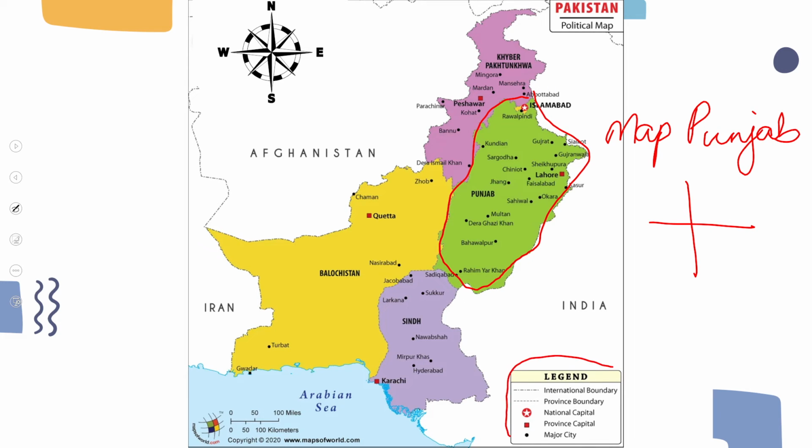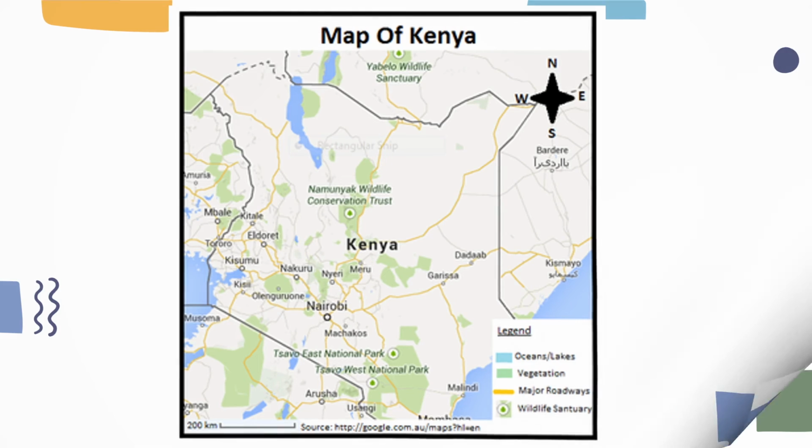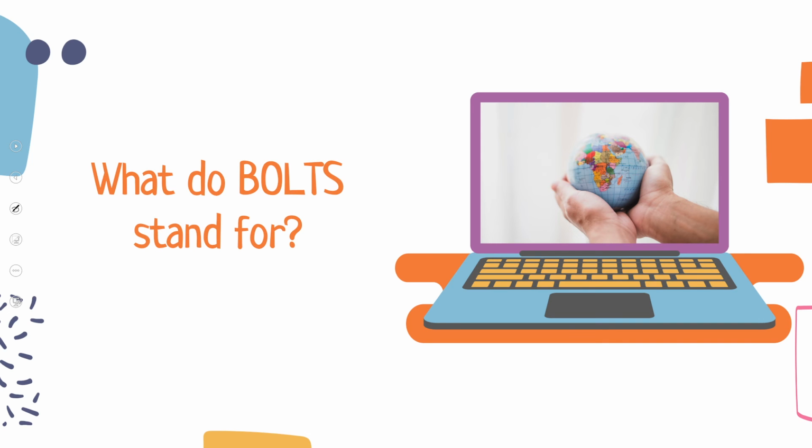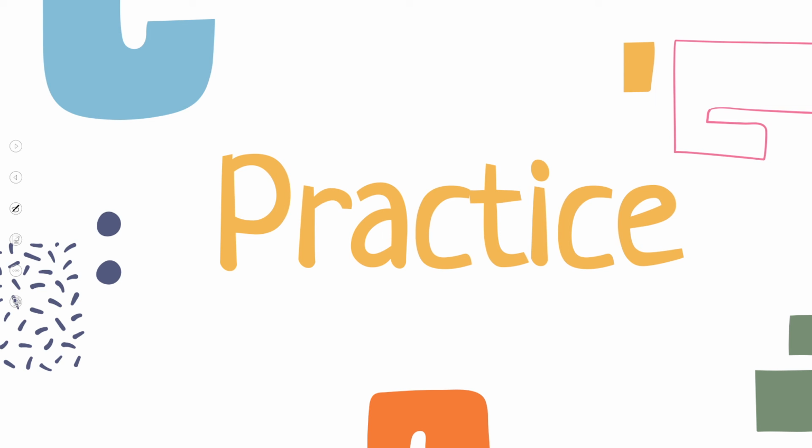Then you will draw the legends and this is how you will complete the BOLTS of your province. So map of Kenya, you can consider any map. So for evaluation, quickly tell me, what do BOLTS stand for? Border, orientation, legend, title and scale, which are the 5 key elements of the map.